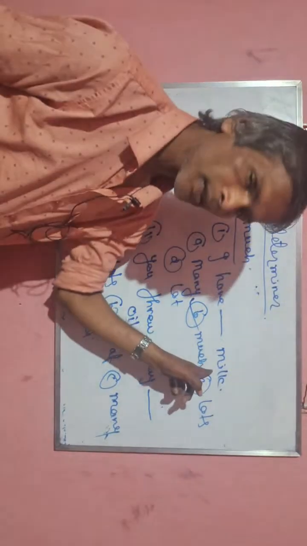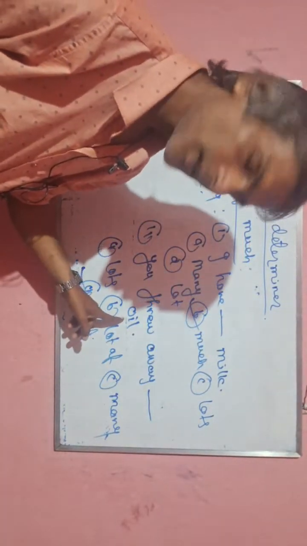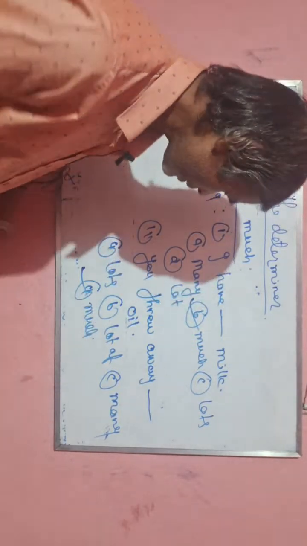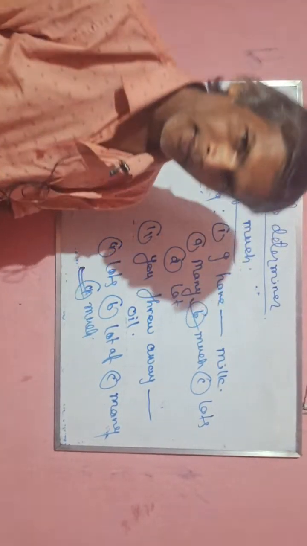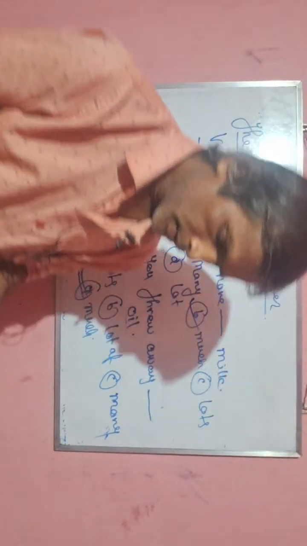What is the word milk? It is uncountable. That's why much is suitable. What is the word oil? It is uncountable. That's why the option much is correct. Okay, that's enough.